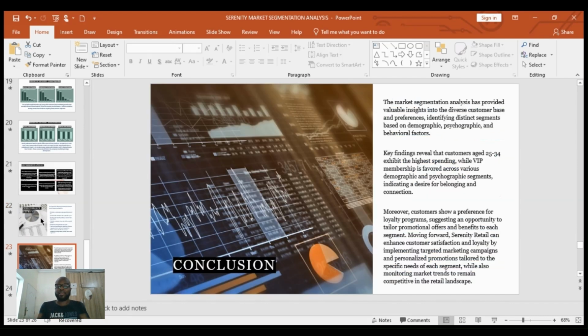And then finally, our conclusion basically summarizes what we have put out there as our findings, as our recommendations, and as our performance metrics, encouraging the company to try to adopt our recommendations and our performance metrics and better engage with their customers.